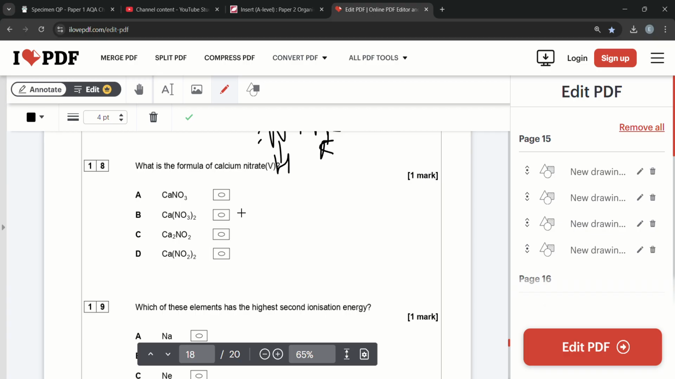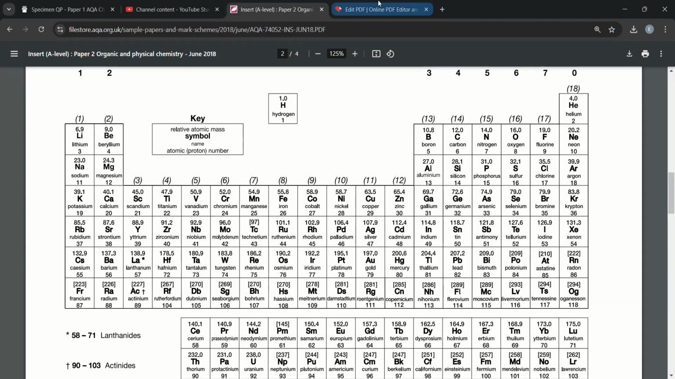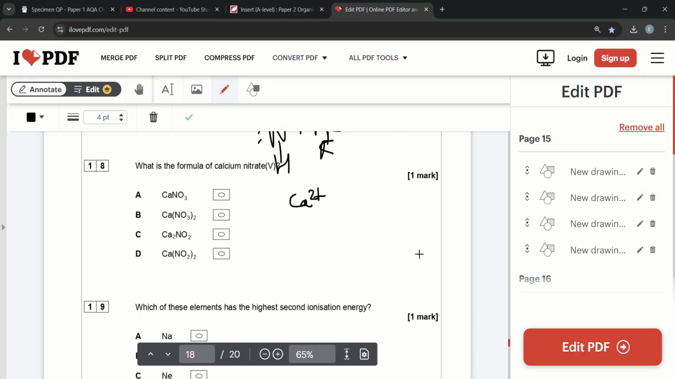What is the formula of calcium nitrate? Calcium, Ca2 plus. Yeah, it's in group 2. Nitrate, NO3 minus. And now we use something called the cross method.